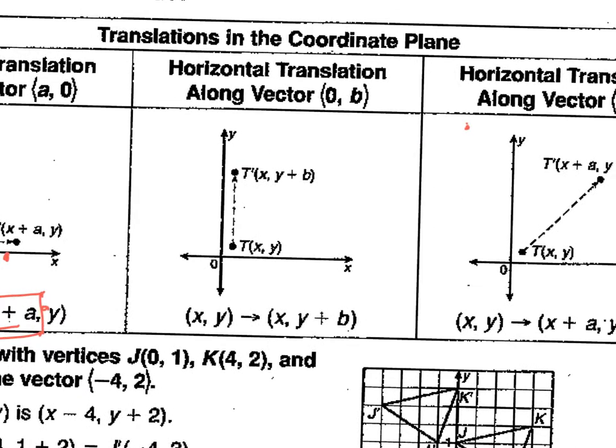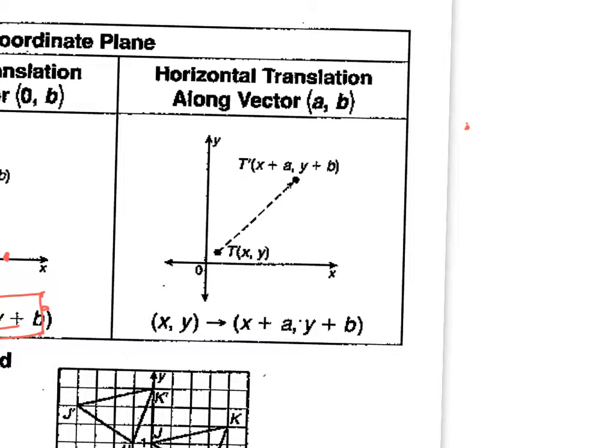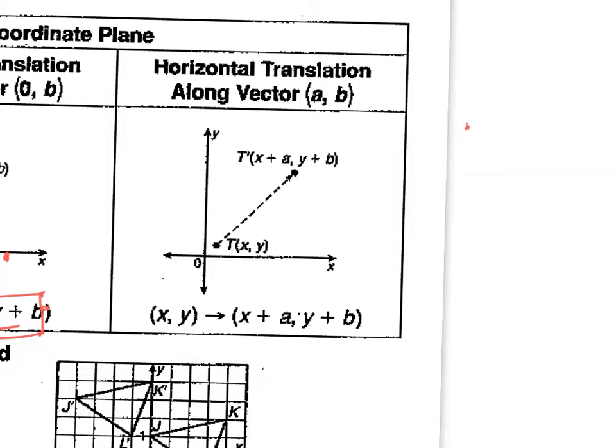If I translate it, it says horizontal translation along the vector. Well, this is more like a vertical translation because it's going up and down. From here, you're adding something to the y, so it goes up or it goes down. And then the last one, when you do a translation along the vector AB, well, you just add a number to the x, and then you add a number to the y.